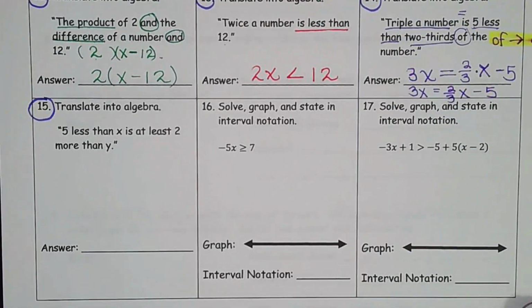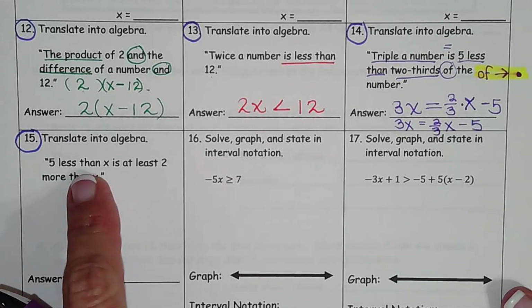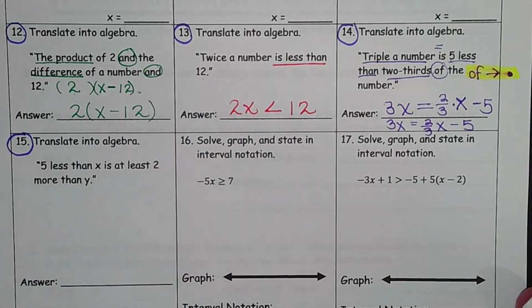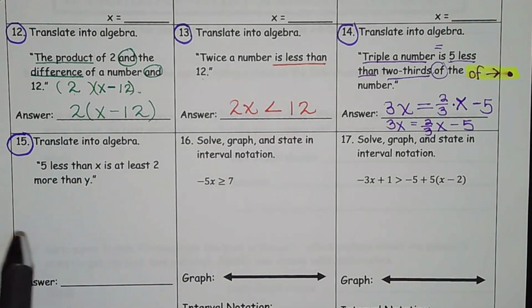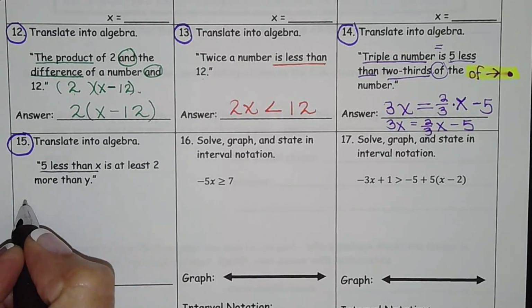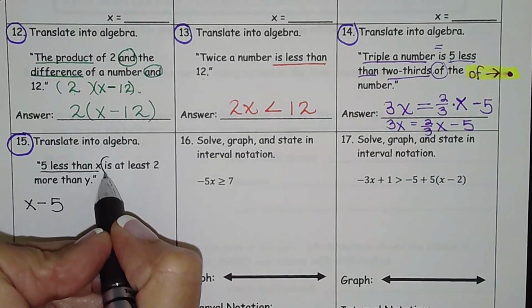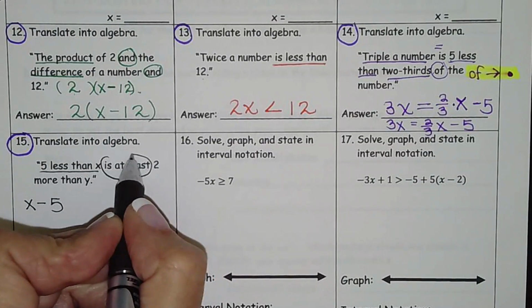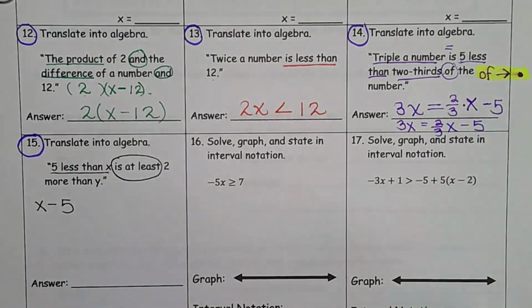And last but not least, this one I think came right off that paper we did. The other ones, they changed it a bit. Wow, this one they give us all the room, and these they didn't. Go figure. So translate into algebra. 5 less than x. So we know that means x minus 5. Ooh, I don't think we had this exact verbiage on our sheet. Or maybe we did. Is at least.